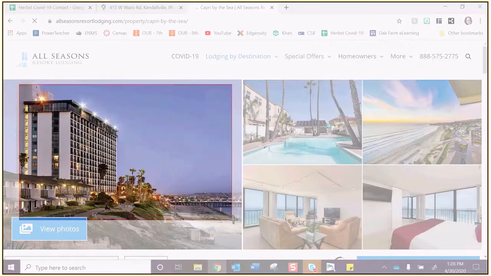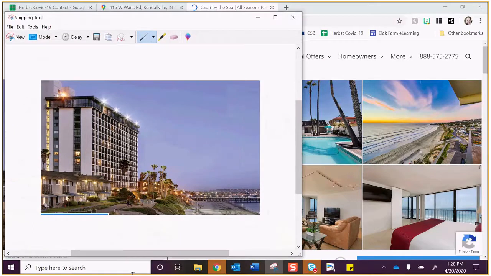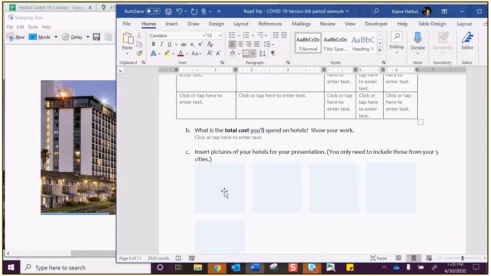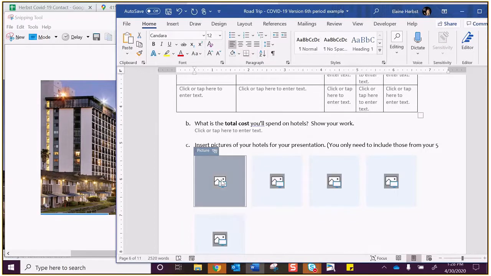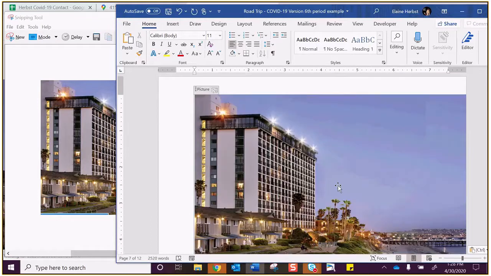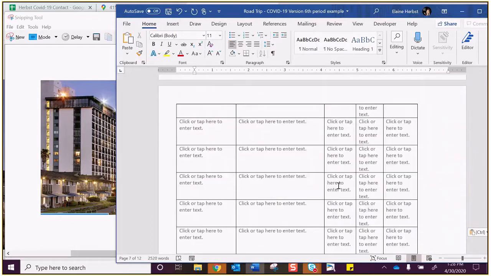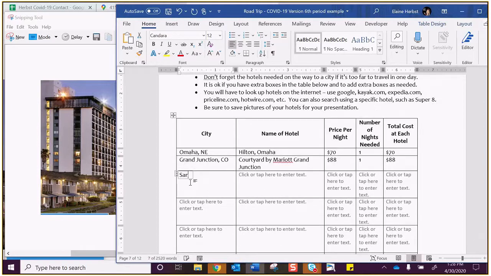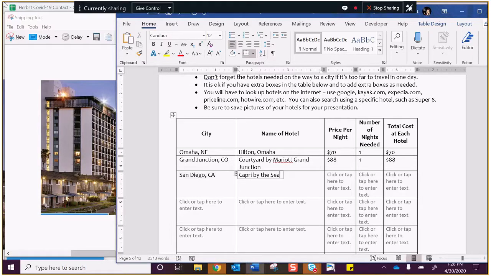because I need to save it into my document. There's room way down here at the bottom for pictures. There's my Capri by the Sea picture. Cool. I'm in San Diego, California. Capri by the Sea. And now I have to find a room and figure out how much they are.